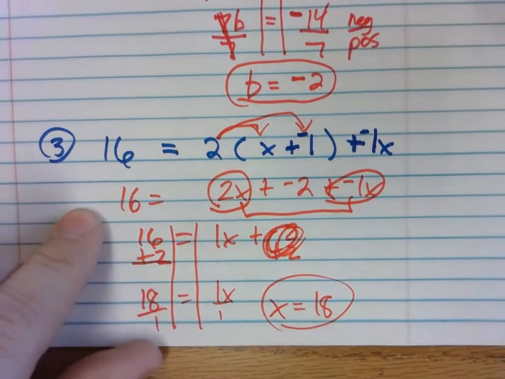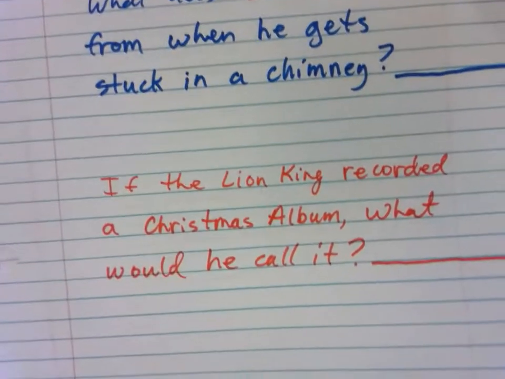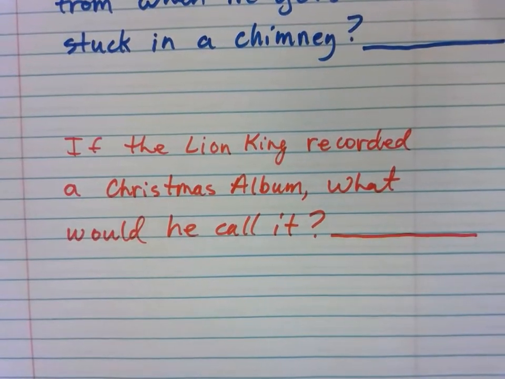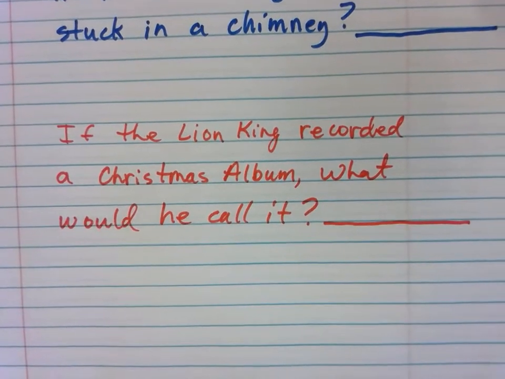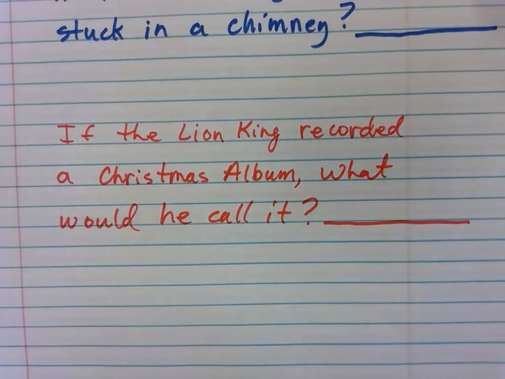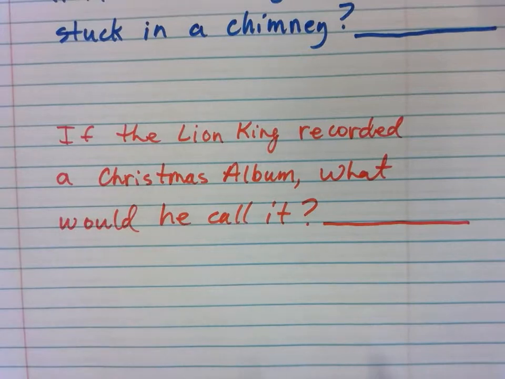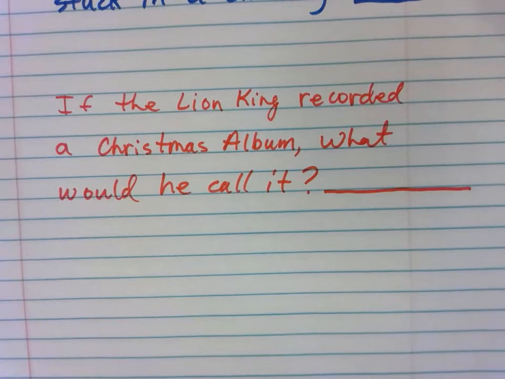Now, I got a question for you. You ready for today's riddle? All right, let me write it right here. I think the last one I asked you was, if the Lion King recorded a Christmas album, what would he call it? Okay, so that was the last riddle I asked you. And Jungle Balls was the answer I was looking for. I have no idea what y'all ended up sending me because, of course, I haven't got your answers for that yet. But Jungle Balls would be his Christmas album. Get it? Lion King's in the jungle. Yeehaw.